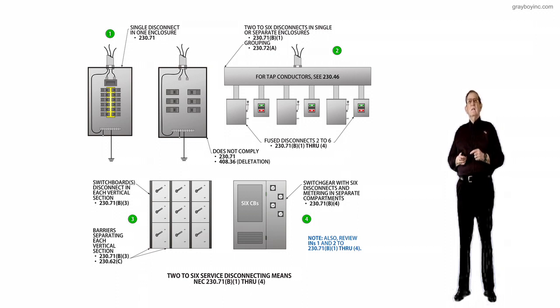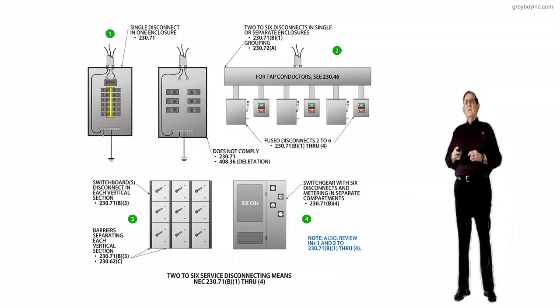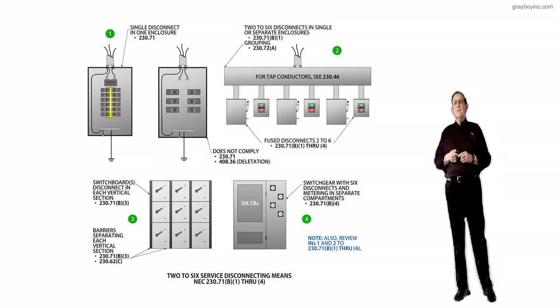Now, I would kind of like to review these 1 through 4 in green. Now, notice the first number 1 in green shows this main and the overcurrent protected device below it. Over here now, notice that this second panel here is a violation of 230.71, and it has been deleted in 408.36.